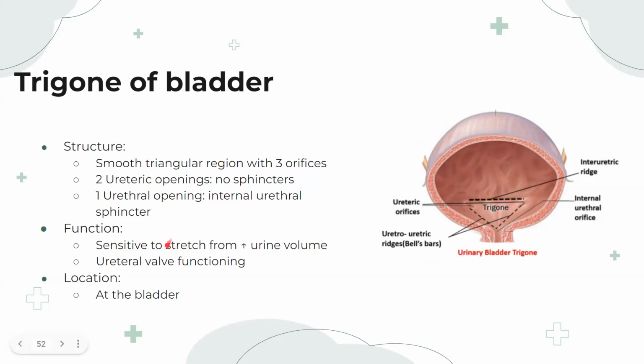So the function: it's sensitive to stretch. The trigone, since it is smooth muscle, is very sensitive to stretch. The moment there's enough urine in the bladder and the trigone area stretches, it sends signals to the brain to make you conscious of the fact that you have a full bladder and that you need to empty it. The other function is ureteral valve functioning. Of course, this area is so important in making sure that there's no vesico-ureteral reflux. There's no urine going back up. Location: at the bladder.